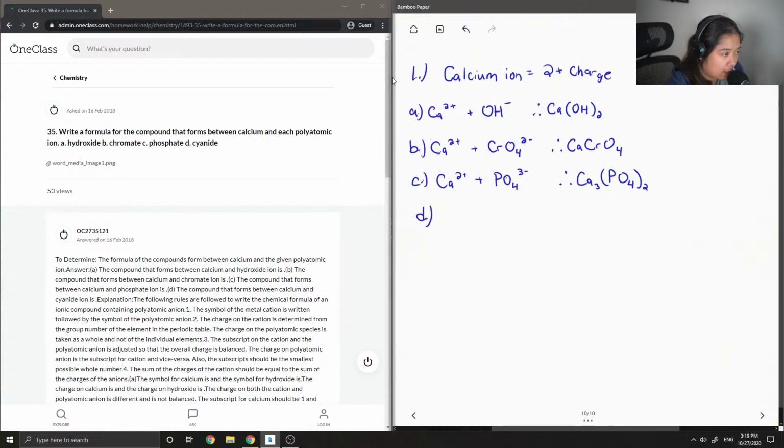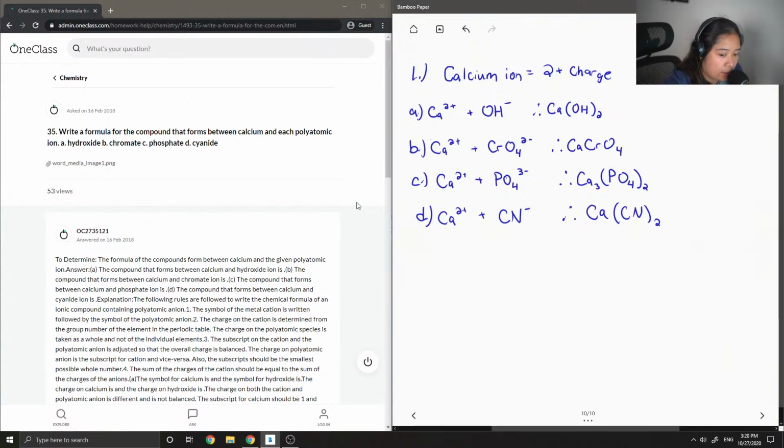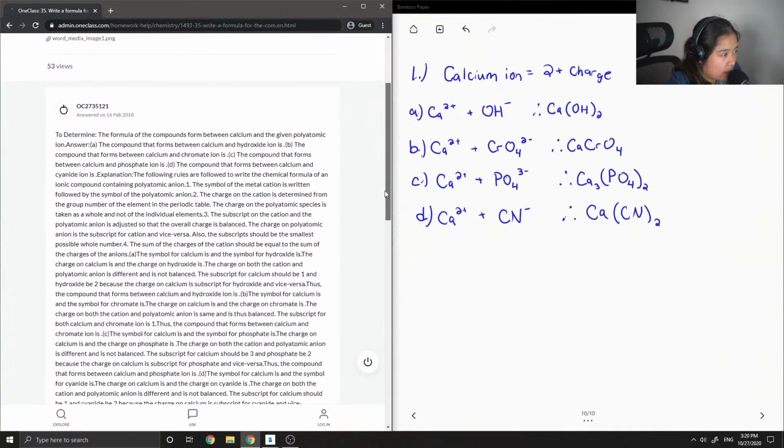And then for D, let's do calcium. The formula for cyanide is just CN-, so it has a single -1 charge, so we need 2 of those ions to get calcium CN2. So let's look at the answer from our junior tutor.